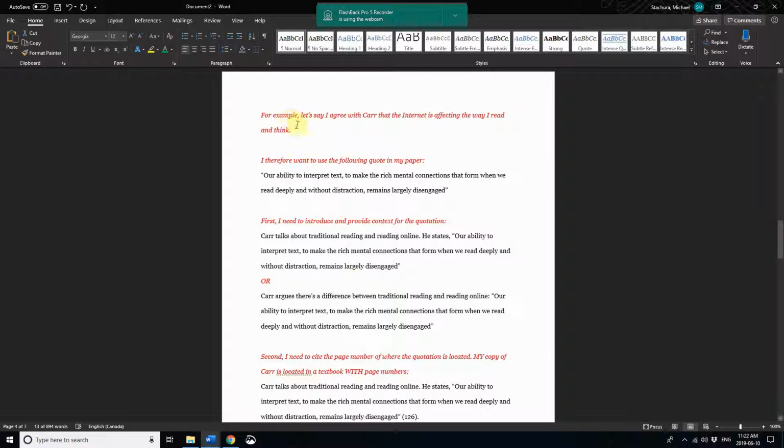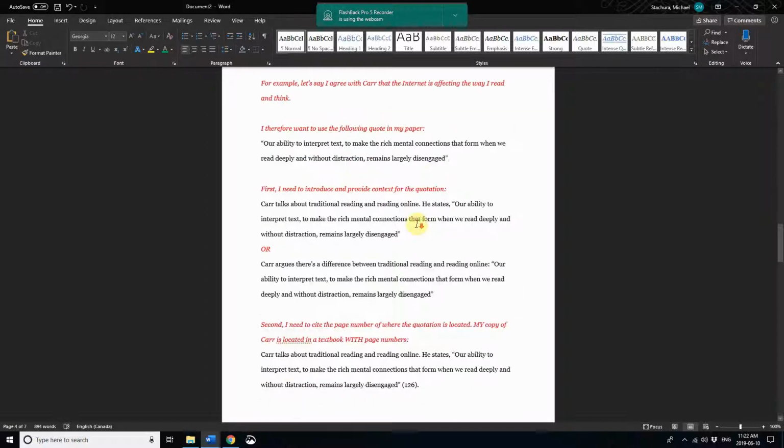So as I say here, for example, let's say that I agree with Carr that the internet is affecting the way I read and think. I therefore want to use the following quote, this quote right here, in my paper. So I've read the text and I took out this quote because I think it would be a good one to use in my paper. Okay, so our ability to interpret text, to make the rich mental connections that form when we read deeply and without distraction, remains largely disengaged. That is a quotation, a direct quotation from Carr's article.